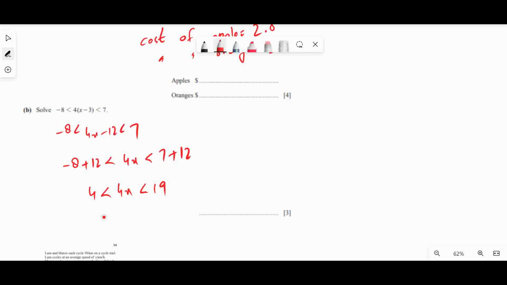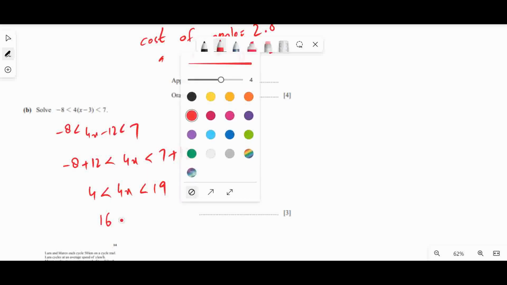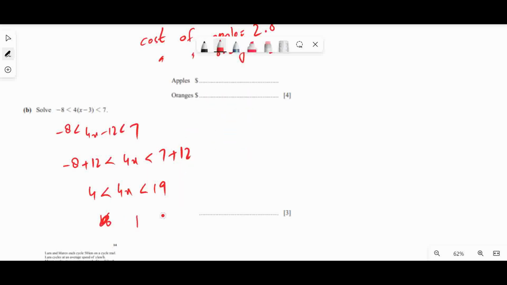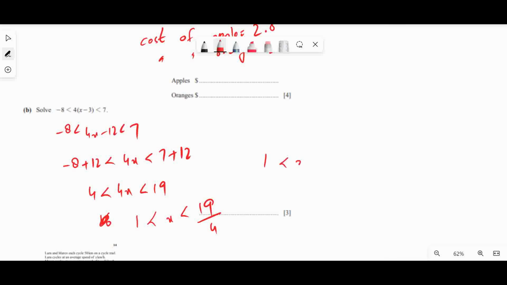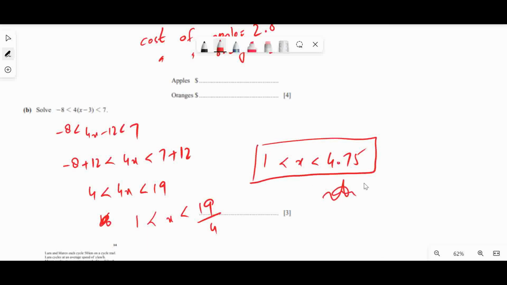So 16, so this will be equal to, divide by 4 on both sides. So x less than 19 by 4. We can simplify it further, like this will be 19 divided by 4, which is equal to 4.75. So the final answer for x will be 4.75. This will be the value, this will be the range, this will be the final answer. Let's move to the next part.